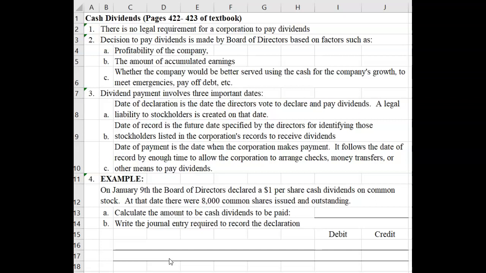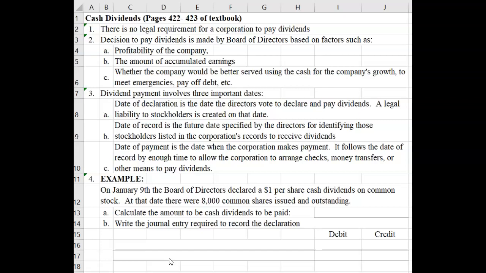Dividend payment involves three important dates. The date of declaration is the date the directors vote to pay the cash dividend. A legal liability to stockholders is created on that date, and a journal entry is required to record the liability.